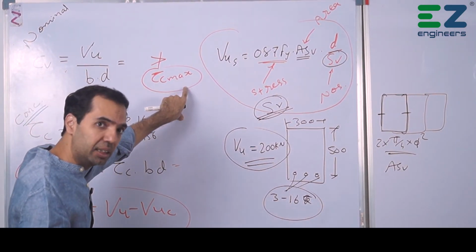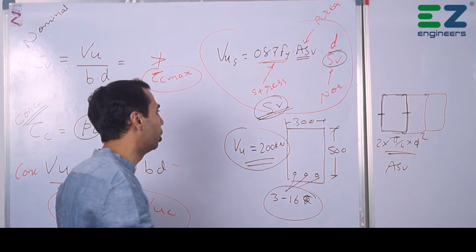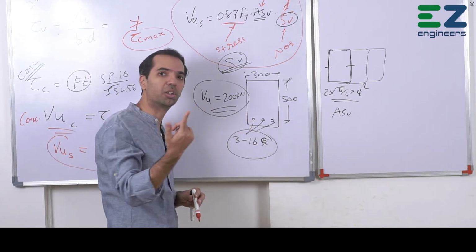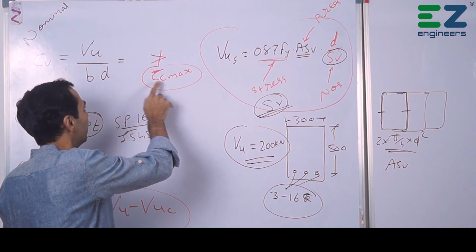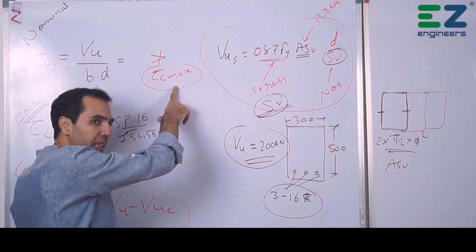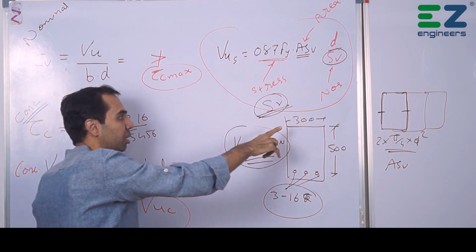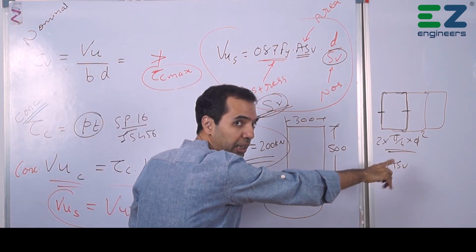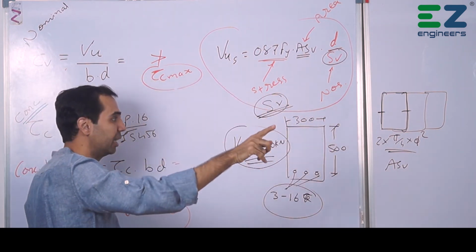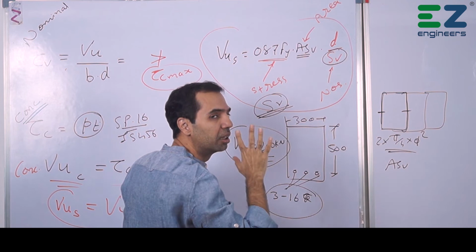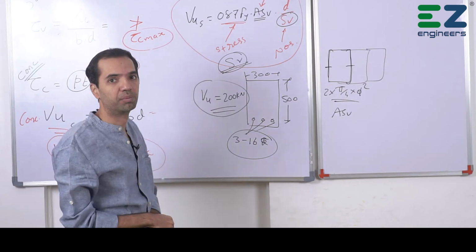If it is increasing, then you should increase the dimension of the concrete beam. Okay. If tau v is greater than tau c max, then we cannot increase the stirrups. In that case we need to increase the dimension of the concrete.